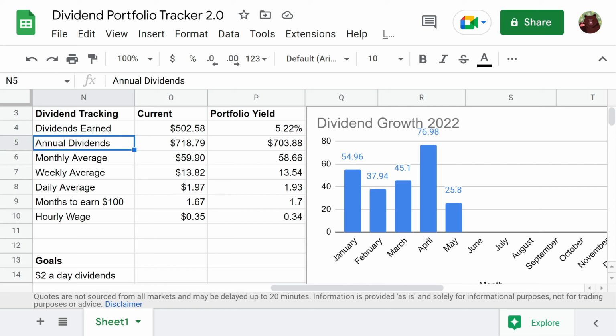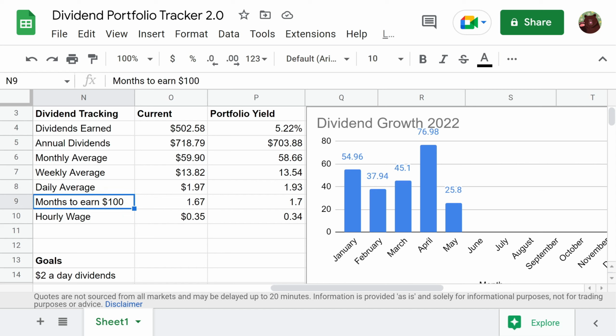Annually, we can see that we've increased our dividend income from $7.03 up to $7.18. So that's an extra $15 a year coming in, helping us buy more stocks and increasing our income even faster than the previous time. Monthly, we're earning $59.90, so that's up from $58.66, so up almost $1.30 or so. Pretty good increase. Weekly, we're making about an extra 30 cents per week. Daily, we're making an extra 4 cents every single day.